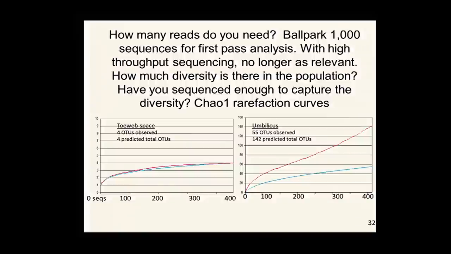What you can see is that here for the bacteria of the toe web space, it's a very limited community. There are only 4 different OTUs. We've probably captured them all by the time we've sequenced 300, 400. But the umbilicus, or the belly button, is a much more complex community, and we'd have to sequence, you know, 1,000. But most of the time, you're going to get to that now.